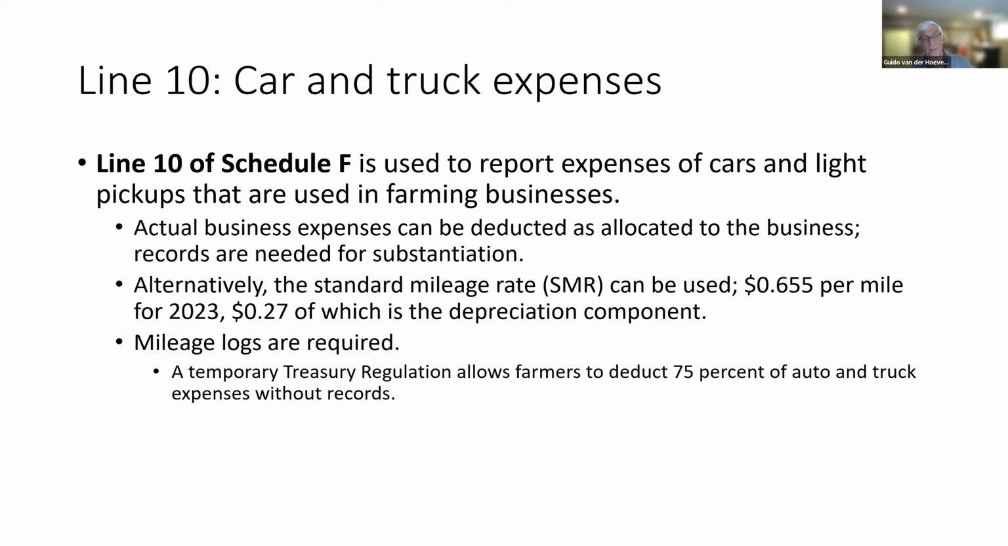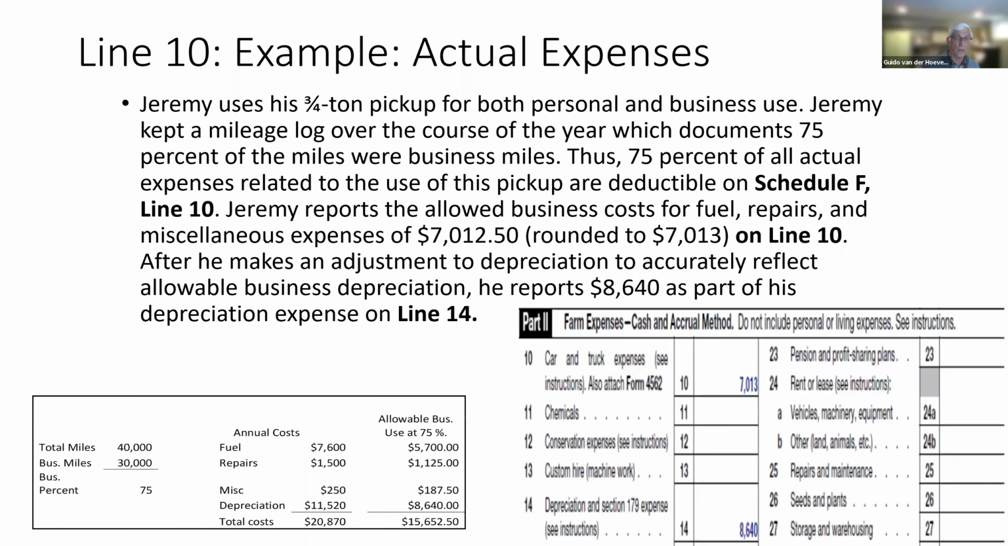Now, there is a temporary Treasury regulation that allows farmers and farmers only to deduct 75% of their auto and truck expenses without records. So you can just tally it up. All you would really need to know is what was the odometer on January 1? What was the odometer on December 31st? And you figure out what the total miles are, and then you take 75% of that. Here's an example where we look at that.